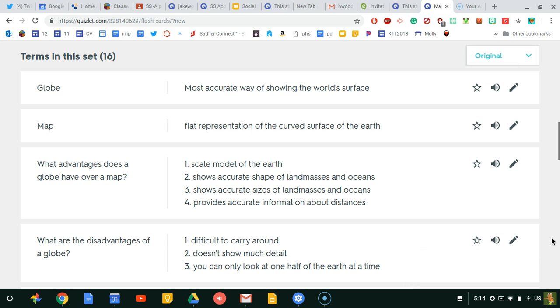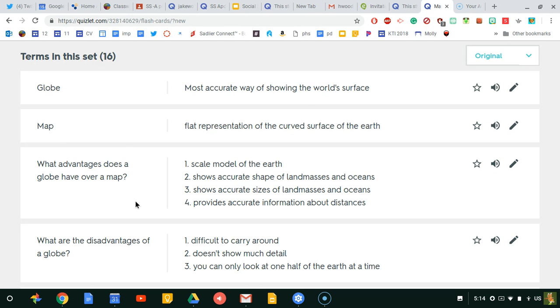All right, Jake, these are the terms that you're going to need for your map test. So the first one is globe. The globe is the most accurate way of showing the world's surface. Then you have a map. A map is a flat representation of the curved surface of the earth.